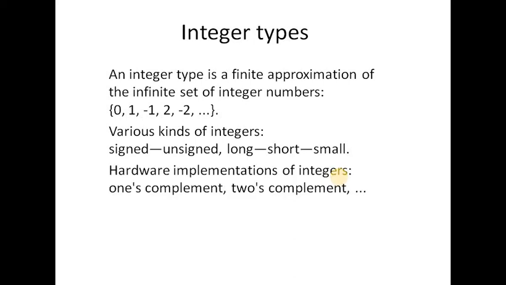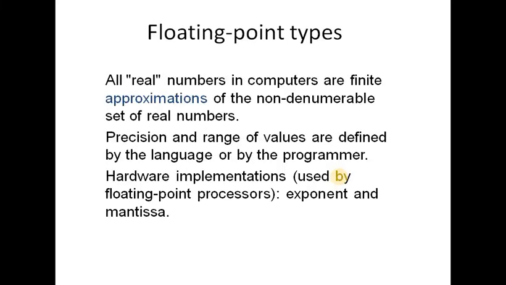Hardware implementation of integers uses 1's complement and 2's complement. Floating point is a fractional number, and all real numbers in the computer are finite approximations of the non-denumerable set of real numbers. So these are the actual floating point variations. We can predict the hardware implementation, which is used by the floating point processor.